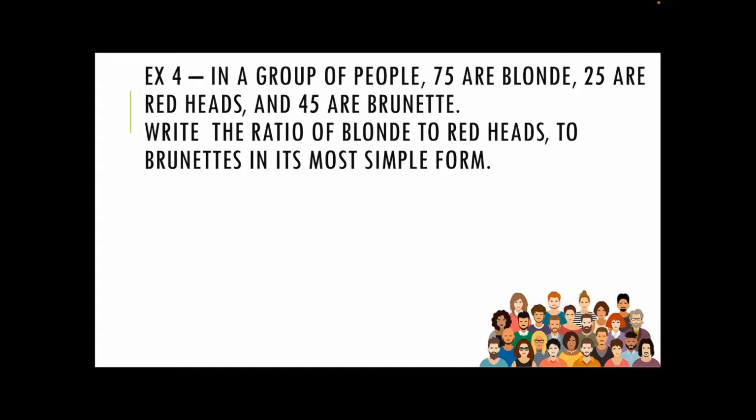Example number 4. In a group of people, we have 75 blondes, 25 redheads, and 45 brunettes. We have to write down the ratio of blonde to redheads to brunettes in its most simple form. So blonde, I'll do BL for blonde, R for redheads, and BR for brunettes. So 75, 25 and 45. We need to remember with ratios that it is important what order we are writing our numbers in. So if you are asked for blonde to red to brunettes, it must be blonde to redheads to brunettes.